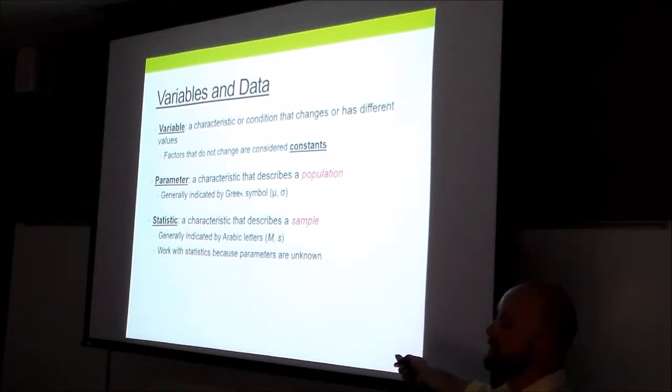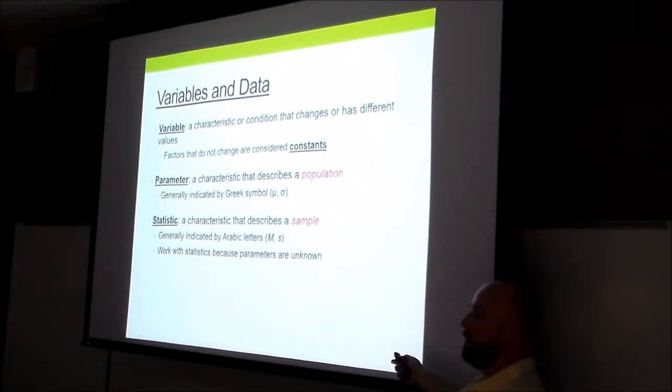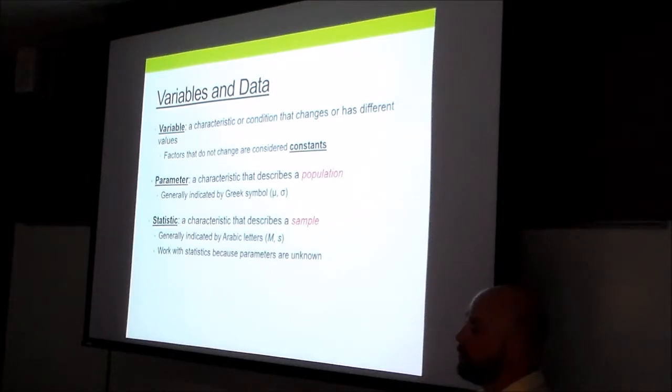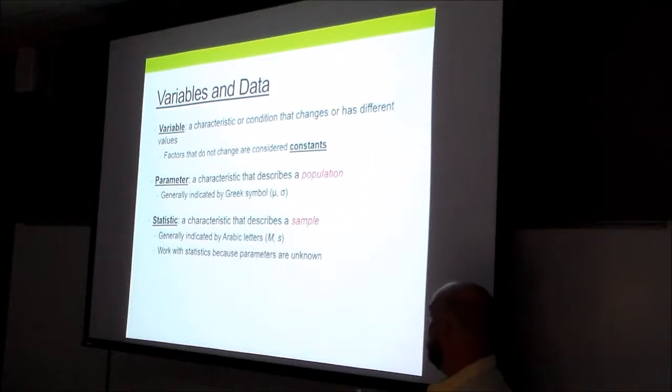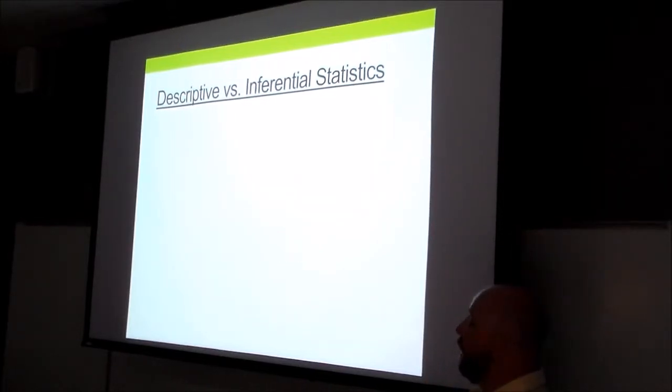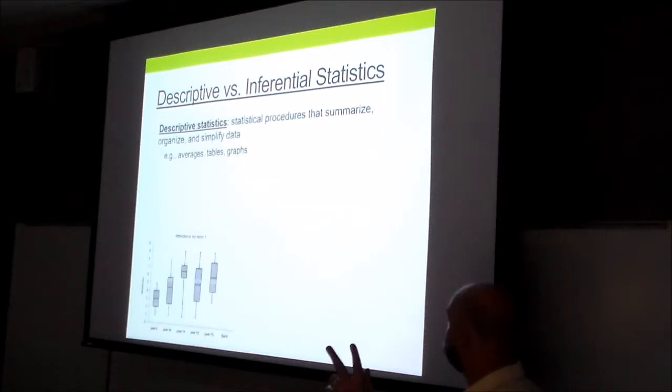What we want to know is this. These are either unknowable because of lack of resources or unknowable because they're just unknowable things. So we work with our statistics, and so in terms of our notation, differentiating between our Greek symbols with our parameters, our statistics with their Arabic numbers. Okay? Descriptive and inferential statistics, a couple of different approaches.